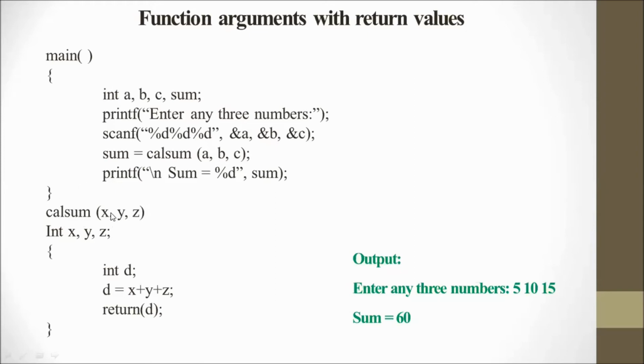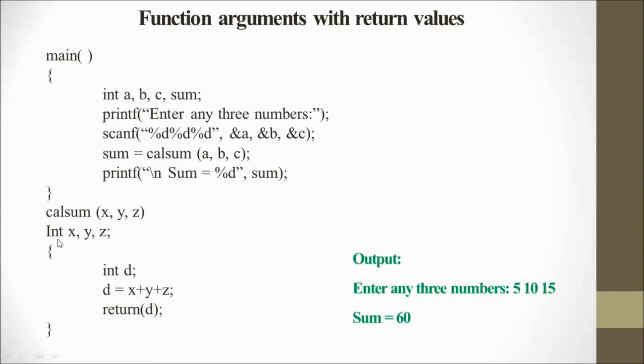Here is another copy, the value copy in x, y, z. So this also occupies different space in memory, and a, b, c store the value. This also occupies the memory separately.